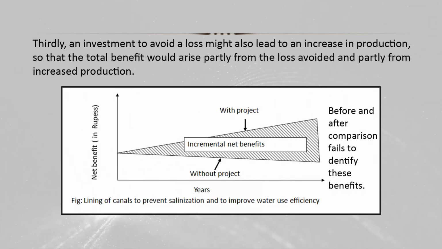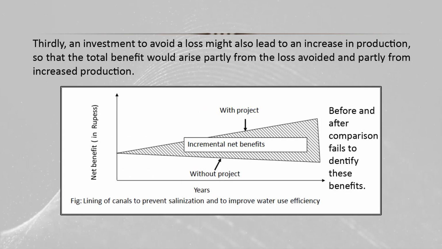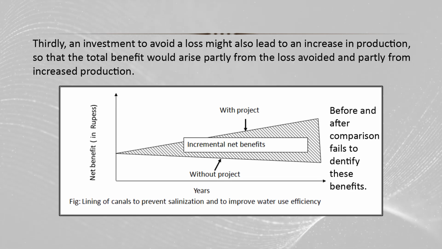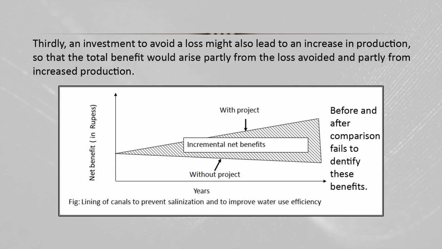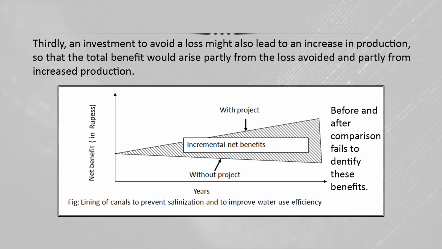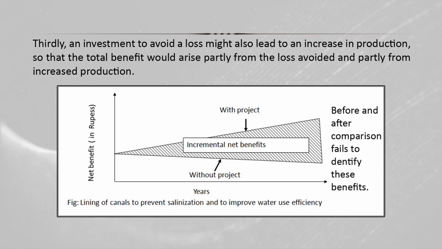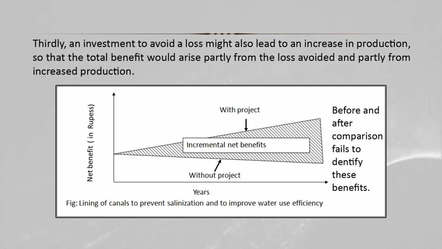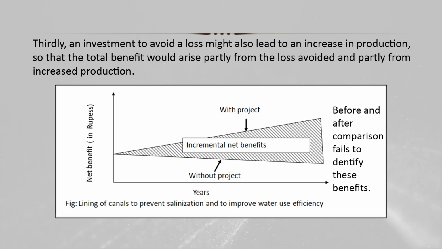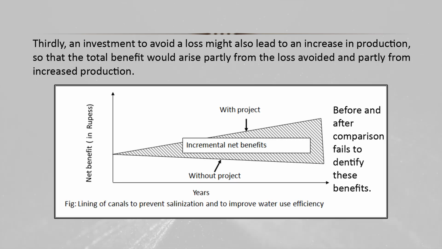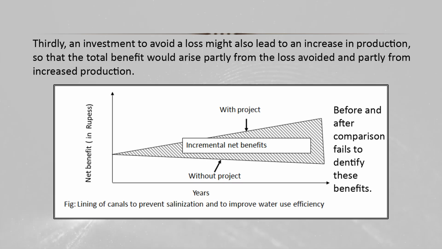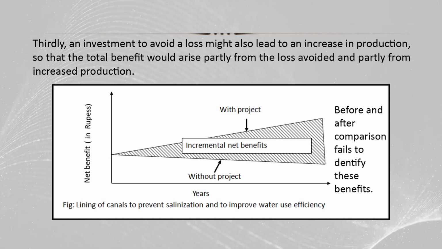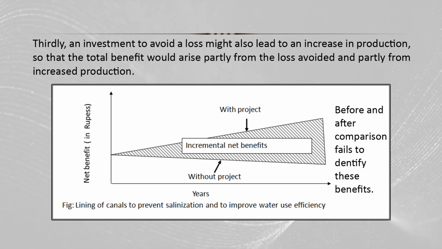Then the third case is that an investment to avoid a loss might also lead to an increase in the production, so that the total benefit would arise partly from the loss avoided and partly from the increased production. The example here is the lining of a canal. When we have a canal, it is simply prepared of soil, and there is no cover. If we cover that canal with some bricks or tiles, maybe some cement and concrete, there are 2 types of effect.